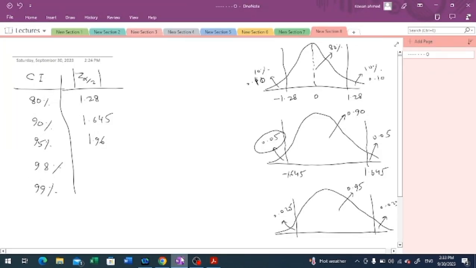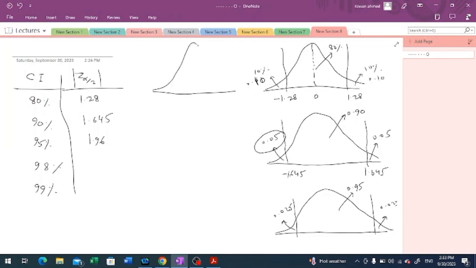Now continuing with the last two Z values corresponding to 98% and 99% CI, we again draw the curve. We allocate 98% probability to the center of the curve. Consequently, the remaining 2% of the probability we need to equally assign to the tail end regions.